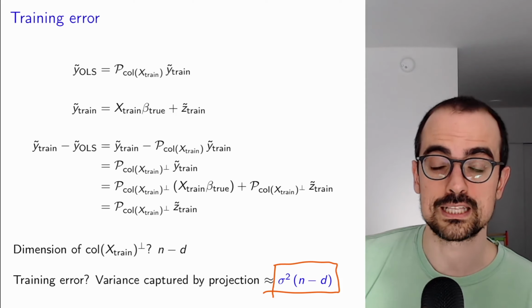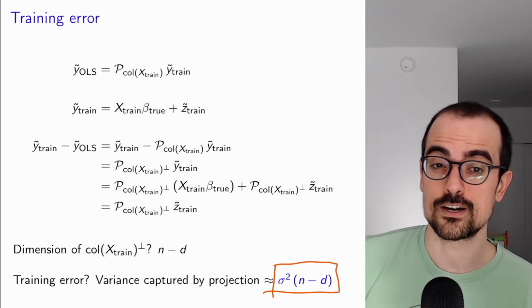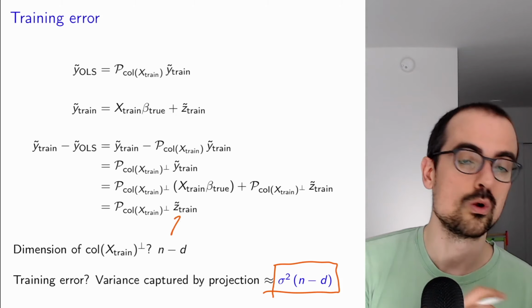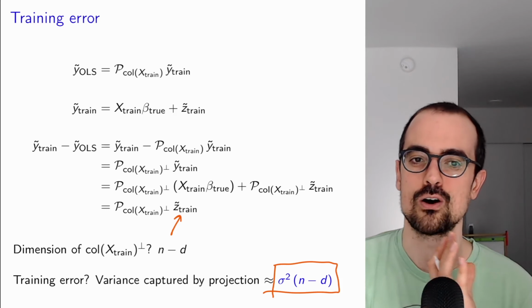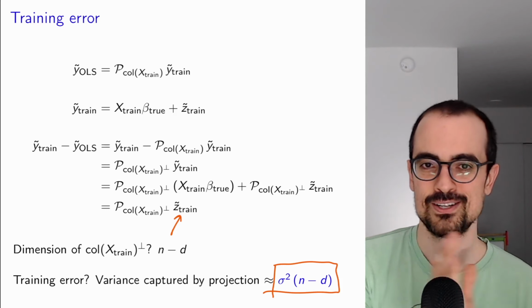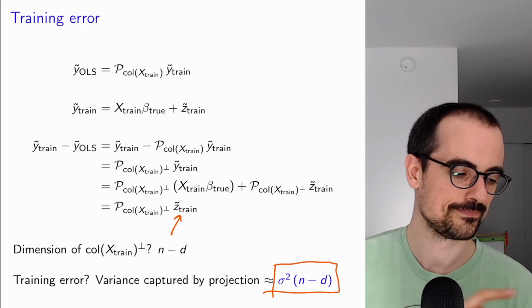Okay, so notice what happens when n is very large. Essentially we're preserving all of the noise. We're not estimating, if you want, all of the noise goes into the error, which is good news.